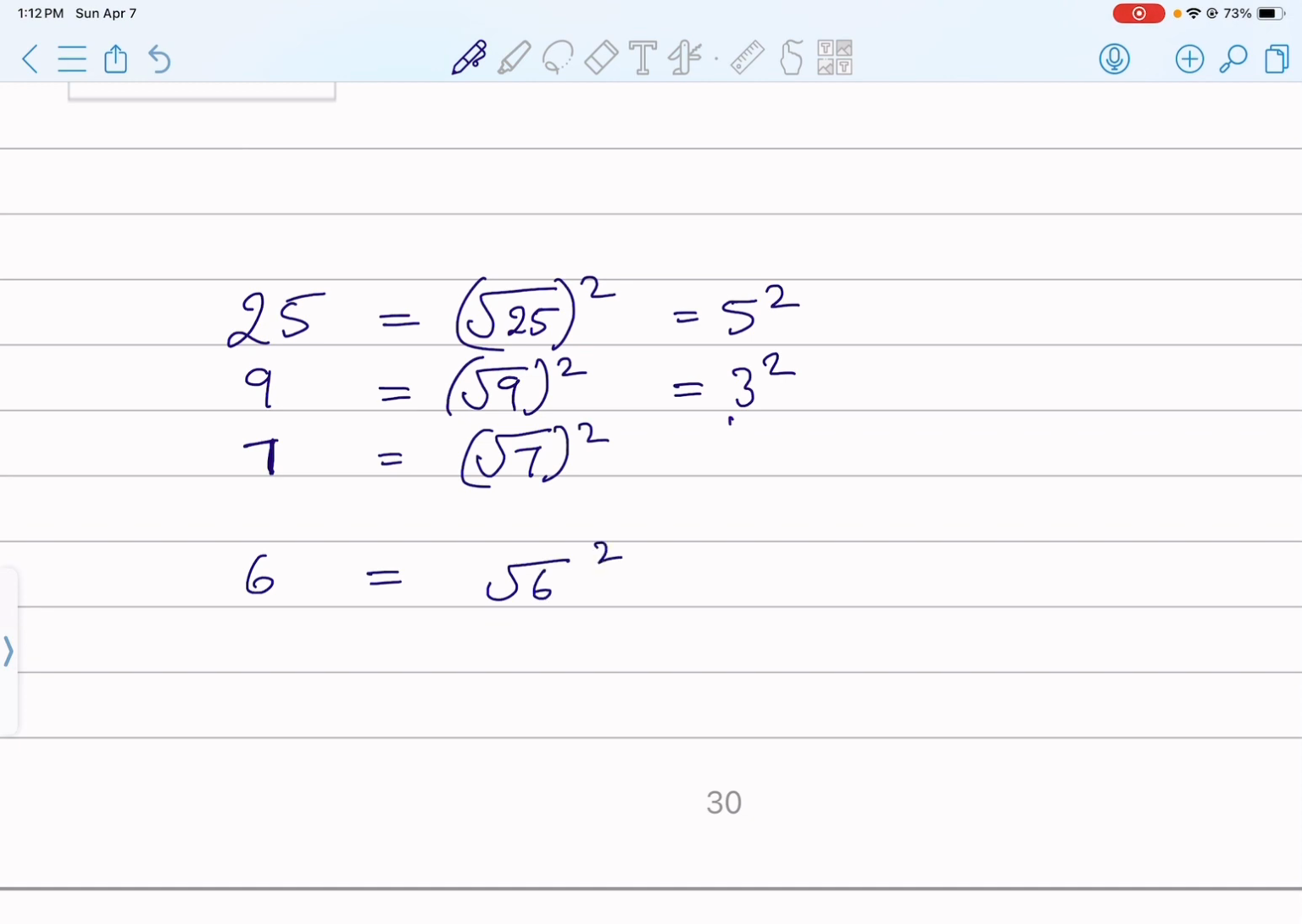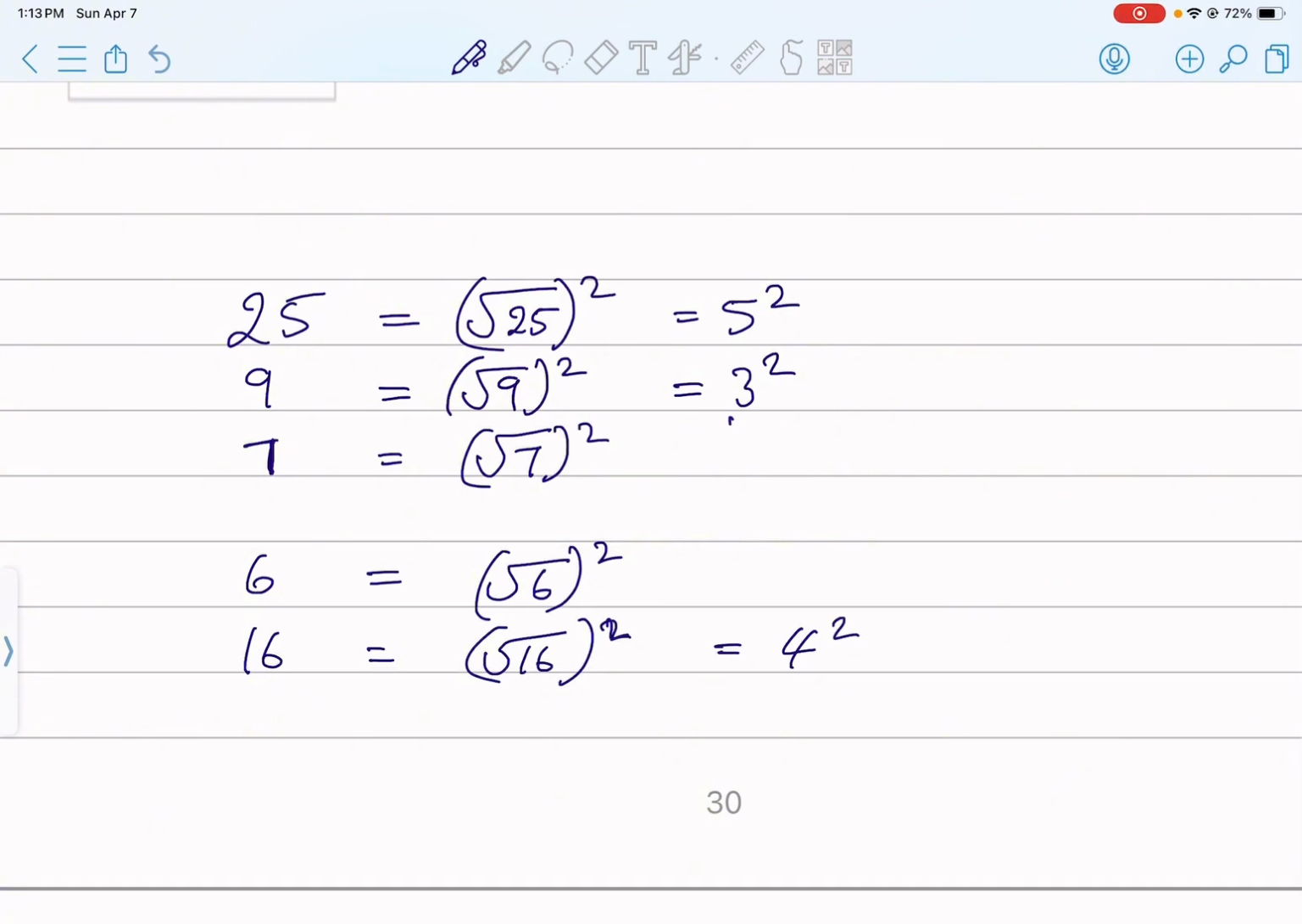Wait, how do you multiply? You have 16. So 16 will be what? The square root of 16, squared, right? That's the process. Is 16 a perfect square? Yeah. So we can make this look pretty: it becomes 4 squared. But look at 6. Is 6 a perfect square? No. So we have to leave it like that. So now keep that in mind.